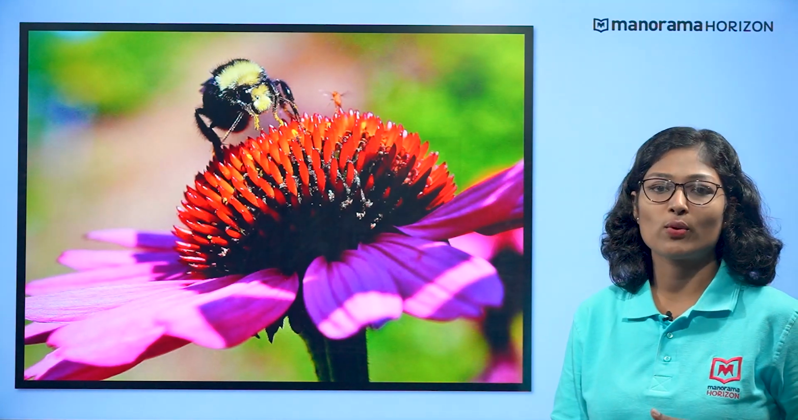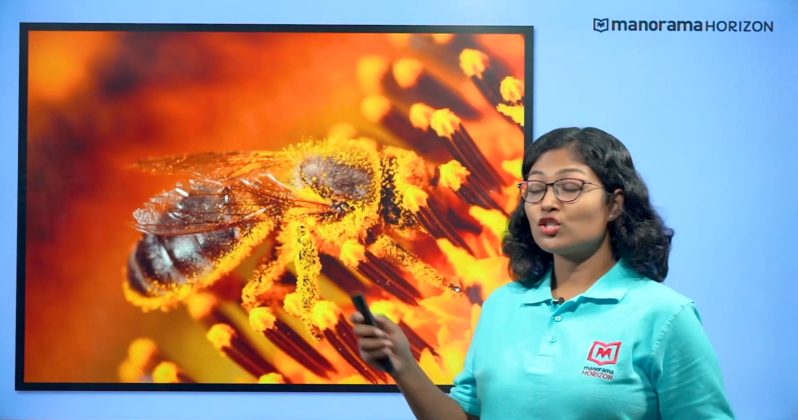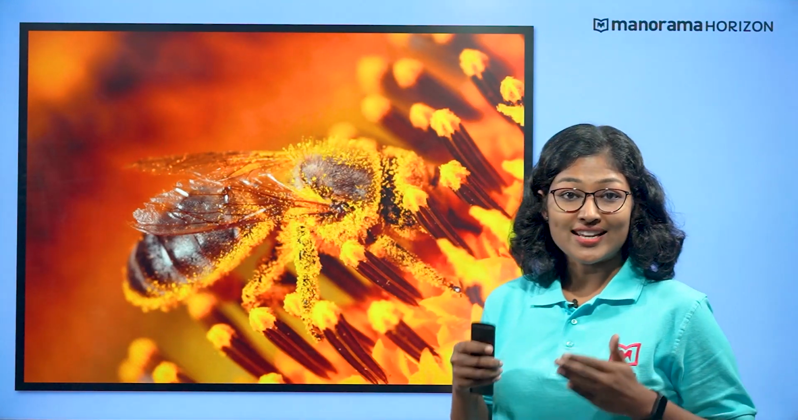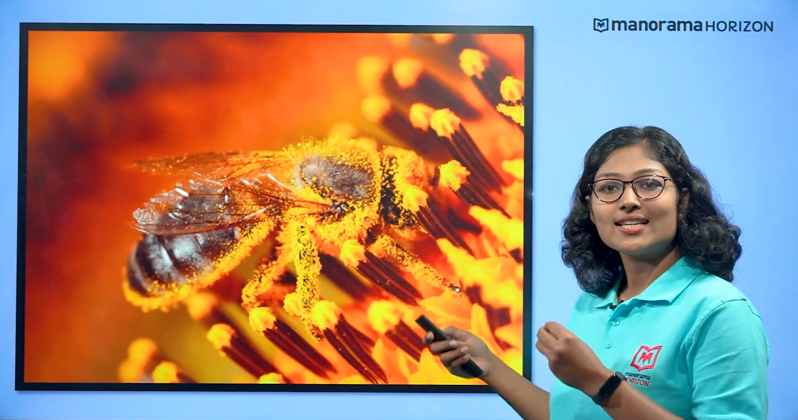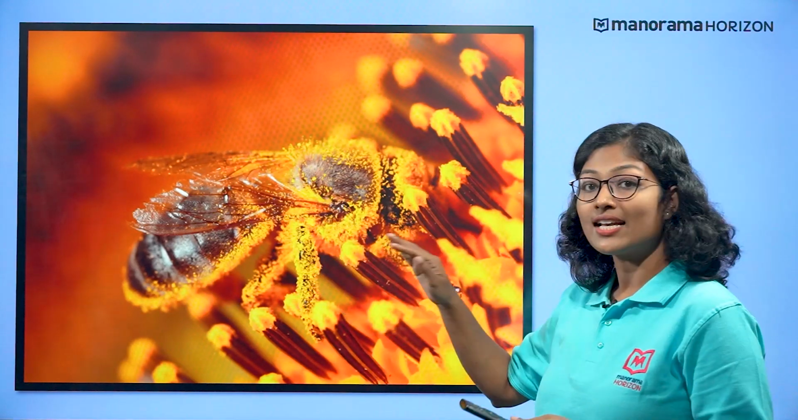So let me ask you a question. How do insects help in the transfer of pollen? The pollen gets stuck to their bodies, as you can see in this image, right? As they drink nectar, when the same insect lands on another flower of the same or a different plant of the same species, the pollen that is stuck upon the body ends up on the stigma.